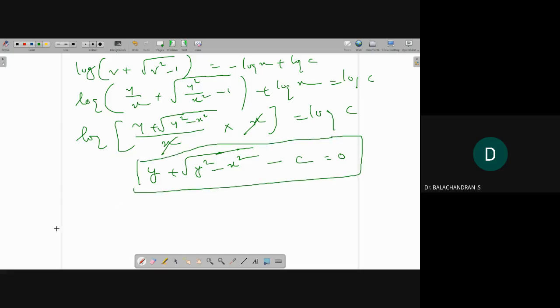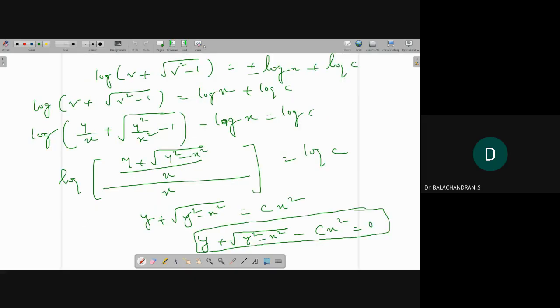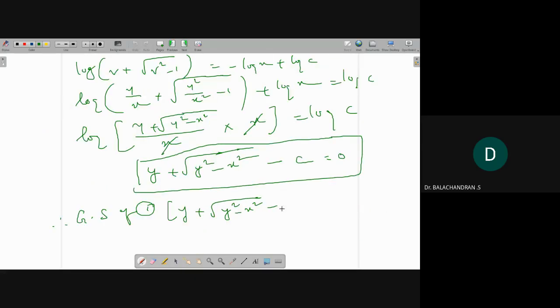So the general solution of the given problem is y plus root of y square minus x square minus cx square, into y plus root of y square minus x square minus c, equal to 0. Okay, so this is the final answer.